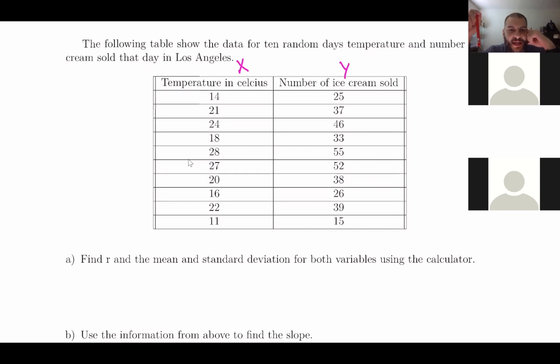If you look at part A, it says find R, the mean and standard deviation for both variables using the calculator. So we're going to get all of this information from ClassCalc. We want the R value, S of Y, S of X, the mean of Y, and X bar. Right now we're going to transition over to ClassCalc so we can do this.